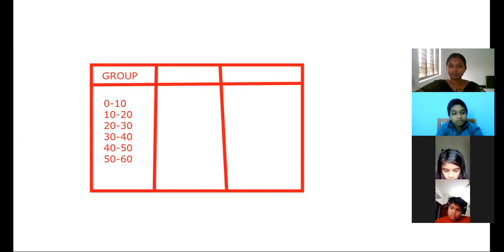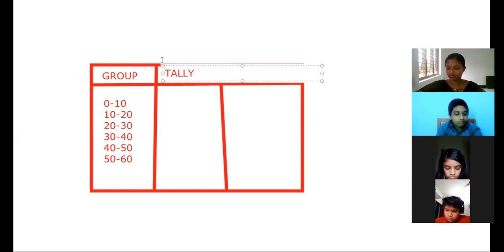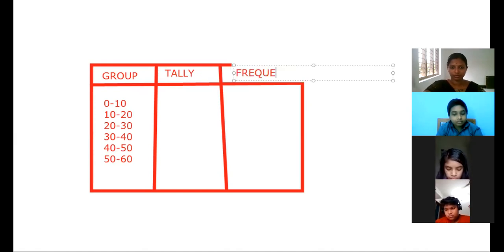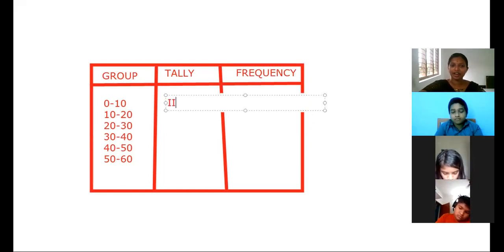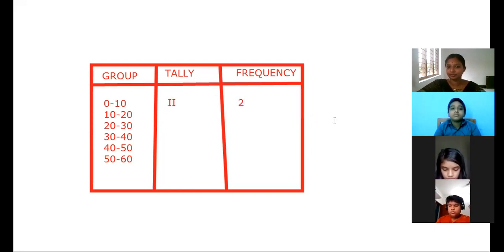So how many tallies can we mark here? As we know, only 2 students acquired marks between 0 and 10. That's why we have to mark 2 tally marks here. Then the frequency of the group 0 to 10 is equal to 2. Is it clear?